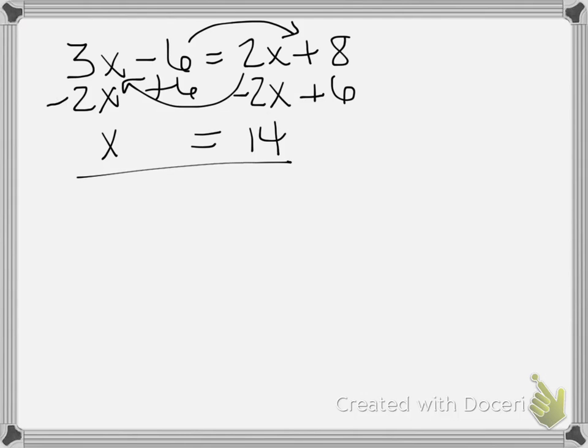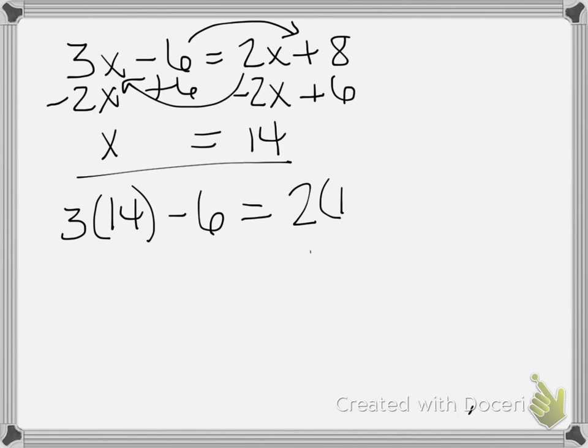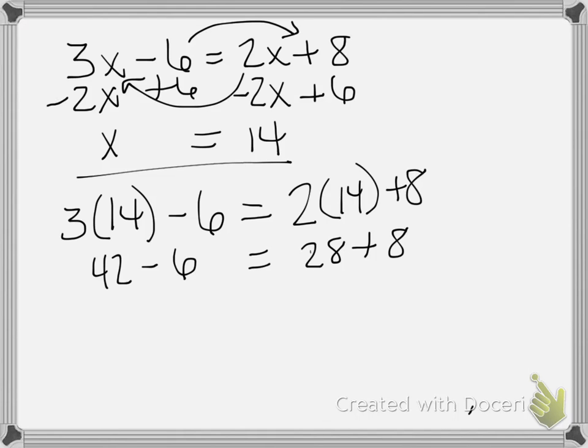That is my answer. I know that it is a solution because if I put 14 back into both sides of the equation, I'm going to see if it makes a true statement. So 3 times 14 is 42 minus 6. 2 times 14 is 28 plus 8. So 42 minus 6 is 36, and 28 plus 8 is also 36.